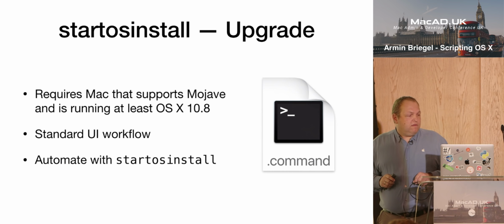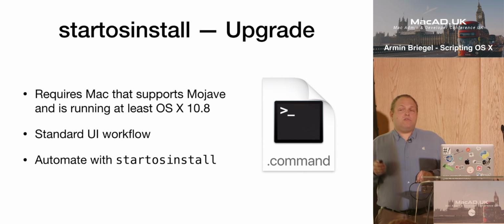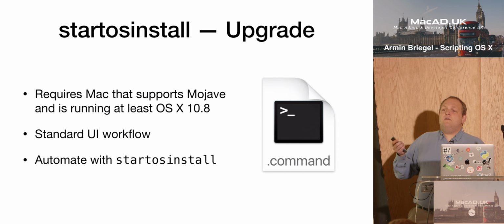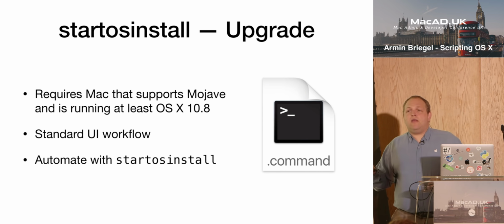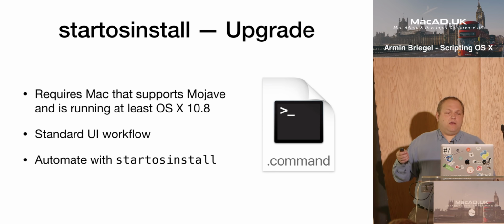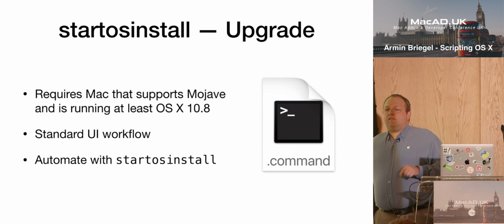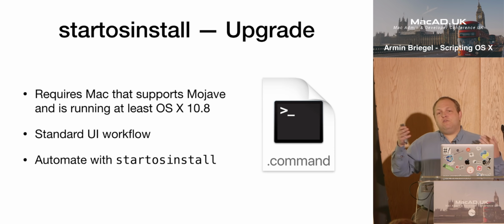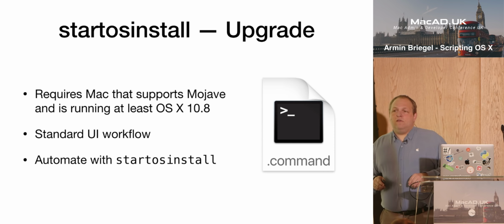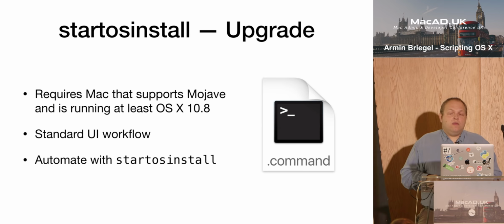So the upgrade through startosinstall from the command line works just like the UI. You need a Mac with at least Mountain Lion or higher. And you can automate it using the startosinstall command. You can put it in your script workflows. There are a few choices in the settings that you can choose. Not that many, but a few.